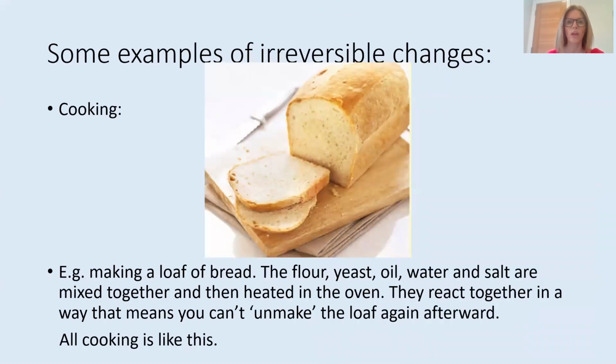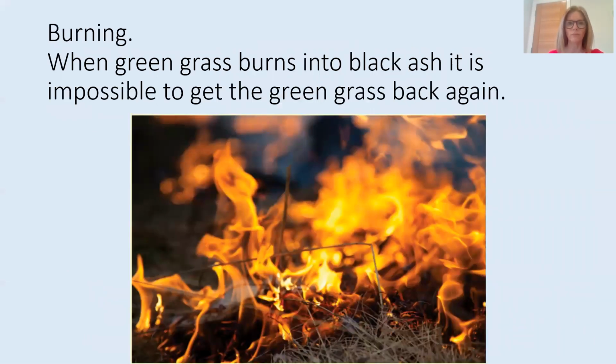Some examples of irreversible changes. So it says cooking, making a loaf of bread. The flour, yeast, oil, water, and salt are all mixed together and then heated in the oven. They react together in a way that means you can't unmake the loaf again afterwards. All cooking is like this. Burning. When green grass burns into black ash, it is impossible to get the green grass back again.